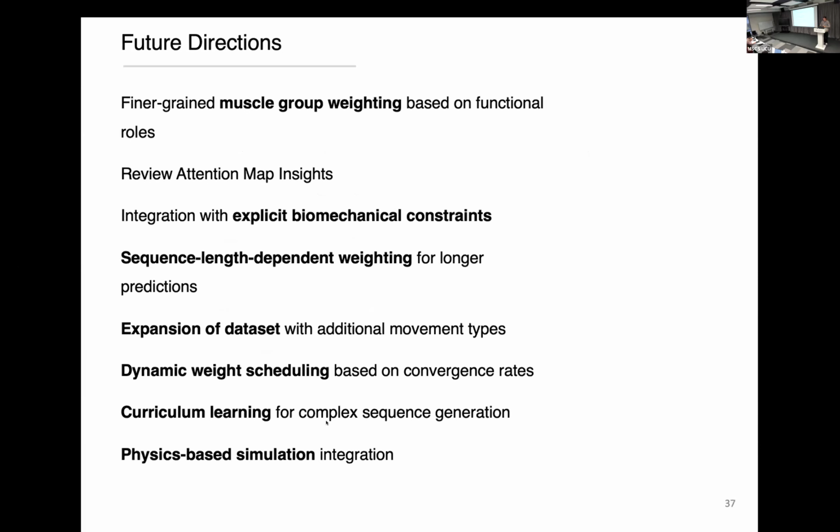For future directions, it would be great to review attention map insights and have sequence length dependent weighting. Also, we could expand our datasets with more fine-grained activations, and we could train on full muscle sets to enable physics-based simulation integration, because right now we cannot do it: we trained only on a subset of muscles, and physics simulation would not simply work because we cannot estimate the other muscles right now.